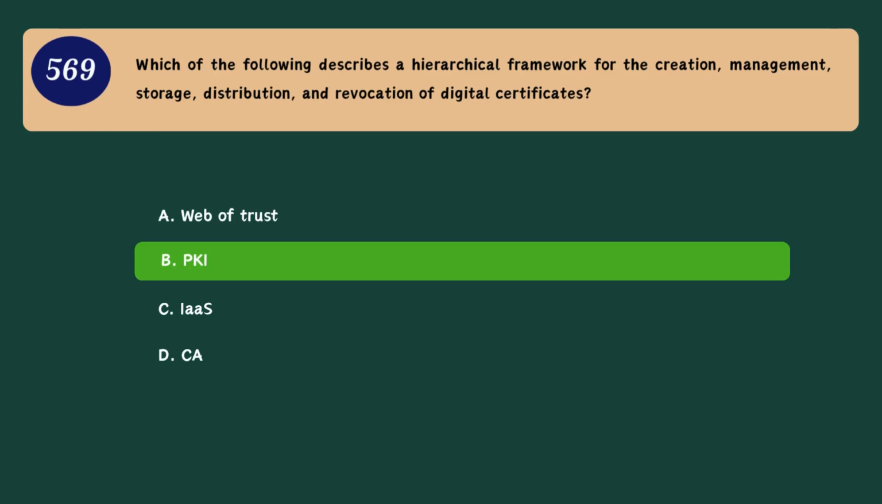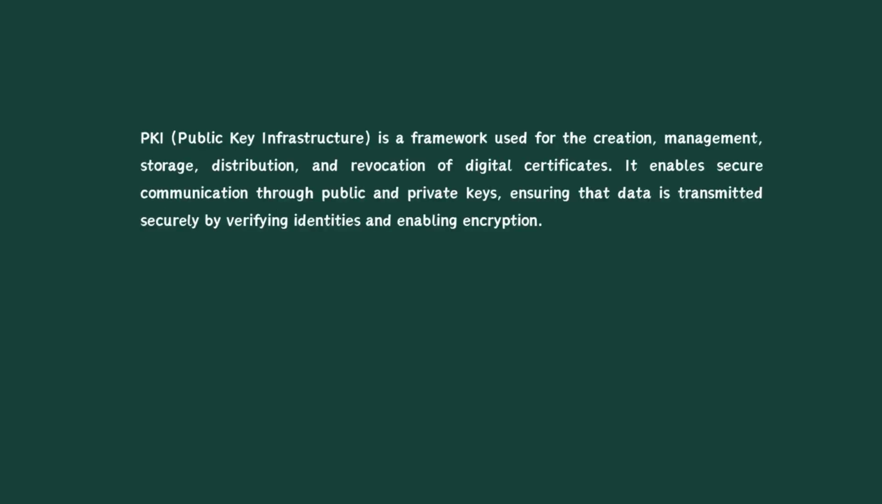Correct answer. B. PKI. PKI, Public Key Infrastructure, is a framework used for the creation, management, storage, distribution, and revocation of digital certificates. It enables secure communication through public and private keys, ensuring that data is transmitted securely by verifying identities and enabling encryption.